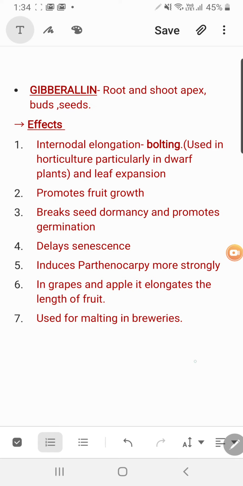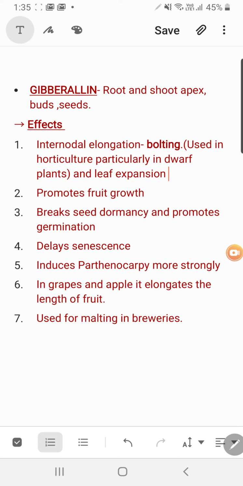In grapes and apple, it elongates the length of the fruit, particularly grapes. Initially we used to see those round grapes, but now in the market you can see those elongated grapes, which are quite sweeter and they look nicer too. And that is under the effect of gibberellins only. And in apple, the overall length and width is also due to gibberellins. The last point here is that it is used for malting in breweries. Now, what is malting and what are breweries? Breweries are the outlets where beverages are made, particularly fermented beverages like beer and wine, right?